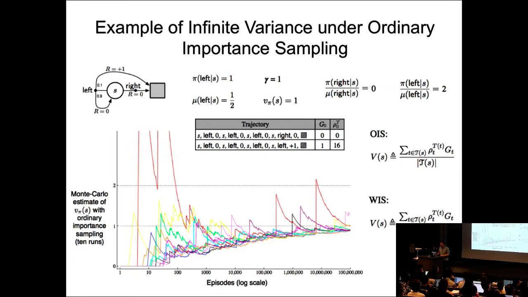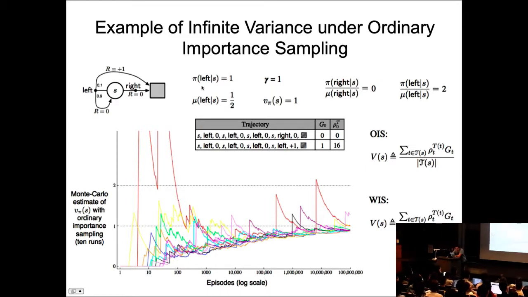So here's an example of infinite variance on the ordinary importance sampling. This is a setting where, just to show you that when you're trying to do evaluation of off-policies, you can hit infinite variance. Let me just show you what this thing does. You have a target policy, right? Your target policy is always go left. You start at state S, and your target policy is always go left. You don't go right. Right?